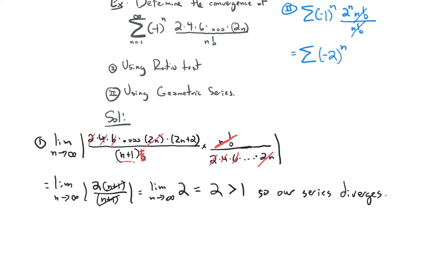And we know the ratio here is negative 2, so we're not even worried about getting it in the correct form. We can just immediately say that since negative 2 isn't in the interval from negative 1 to 1, that's our convergence interval for geometric series, we know that our series diverges, by geometric series.